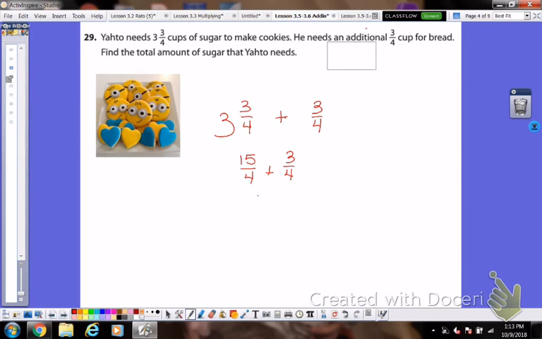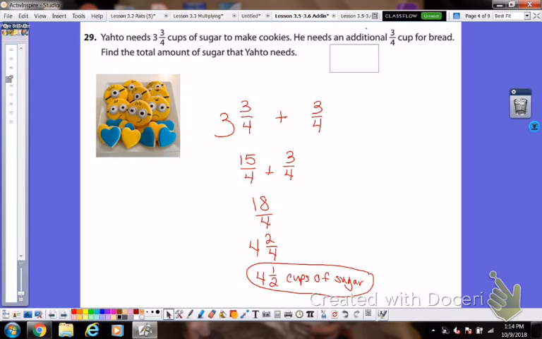They are like fractions, like denominators. So 15 plus 3 gives us 18 over 4. We definitely want to change this one back to a mixed number because 18/4 cups of sugar makes absolutely no sense. 4 goes into 18 4 times, remainder of 2. Check, can we reduce? Absolutely. 4 1/2. And it's a word problem, so we want to make sure we label cups of sugar. And just double check here. Yes, we are correct. 4 1/2 cups.